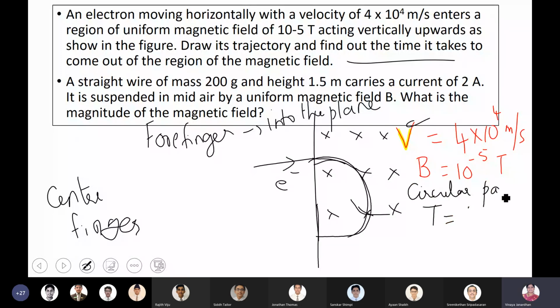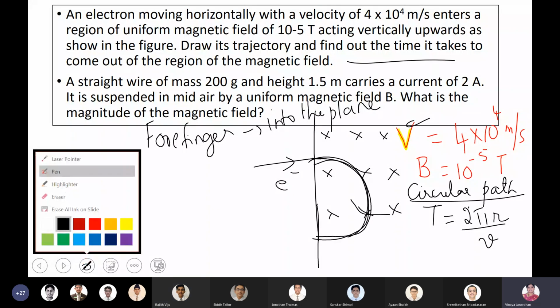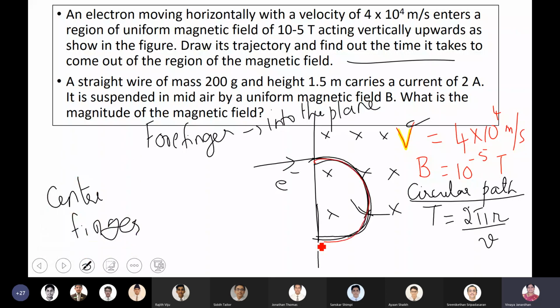For a complete circular path, the time taken is called the time period. T is equal to 2 pi r divided by v. Now this is a semicircular path. When the charged particle comes out of your field, it's a semicircular path. For a semicircular path, the time taken will be T by 2, which is pi r divided by v.